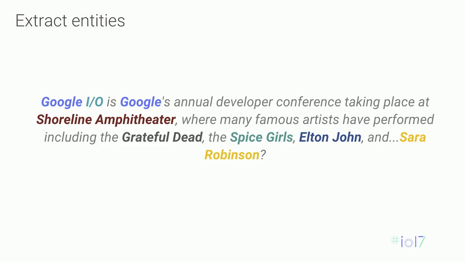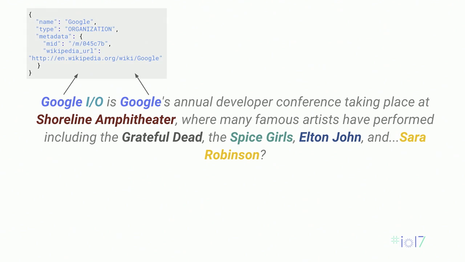So I want to dive into each method of the natural language API, starting with entity analysis. I've got this sentence, and I sent it to the entity extraction endpoint of the natural language API. And it returned all of these as entities in my text. I wanted to show you the JSON response for some of these entities. So we can see that for each entity, we get the name of the entity, in this case, Google, the type of the entity, organization, and then we get back some metadata. You'll notice this MID. This is an ID that maps to Google's knowledge graph. And if you want to get more information about the entity, you can call Google's knowledge graph API, passing it this ID. And we also get the Wikipedia URL for this particular entity.